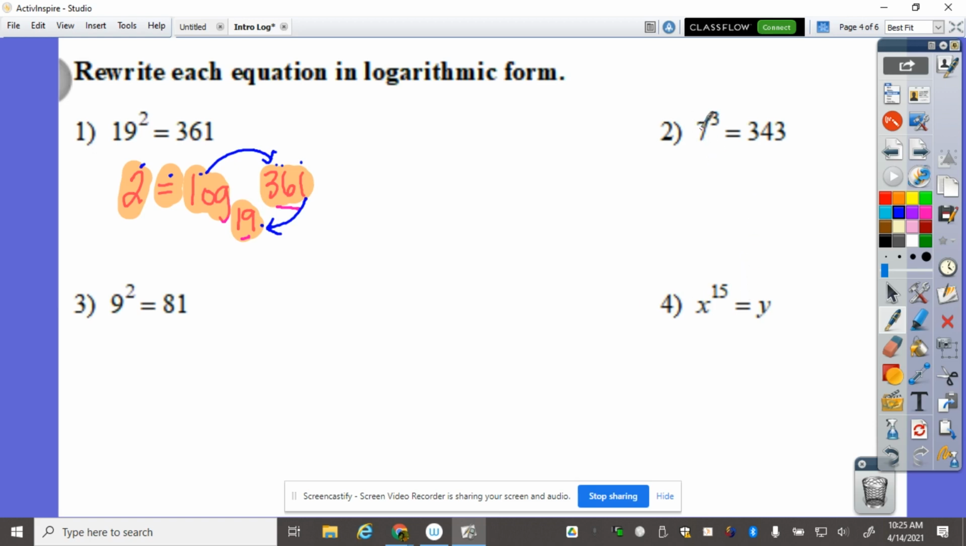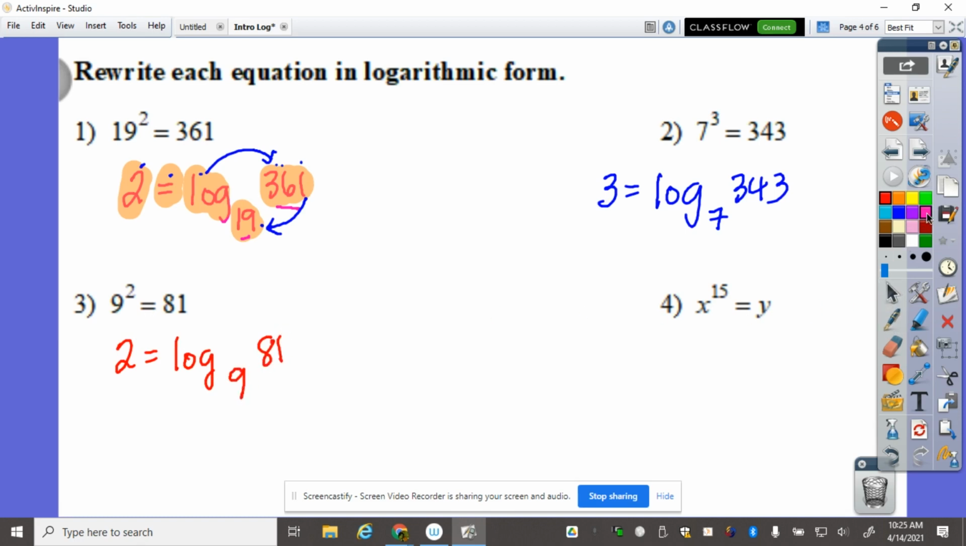Okay, number 2, 7 cubed equal to 343. So we're gonna copy the exponent, which is 3, and then we're gonna say log of 343 with a base of 7. Okay, next, 9 squared is equal to 81. Again, the exponent is 2 is equal to log of 81 to the base of 9.